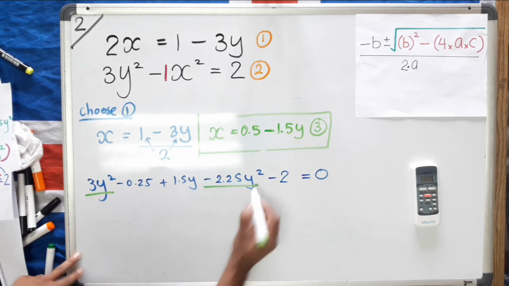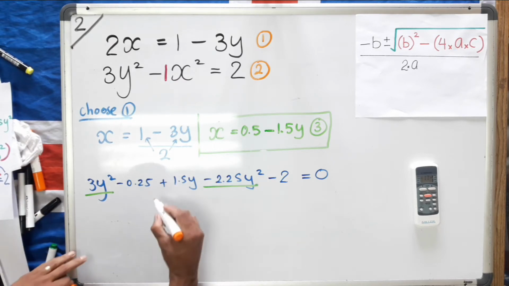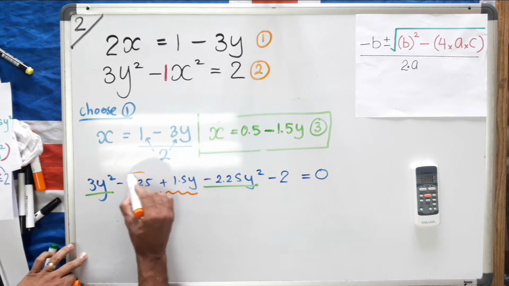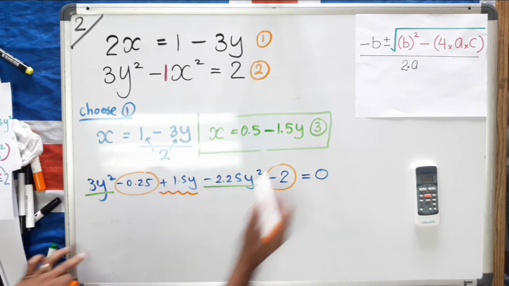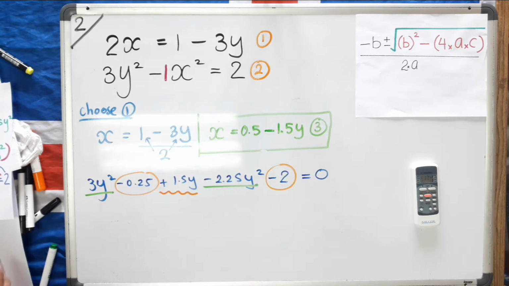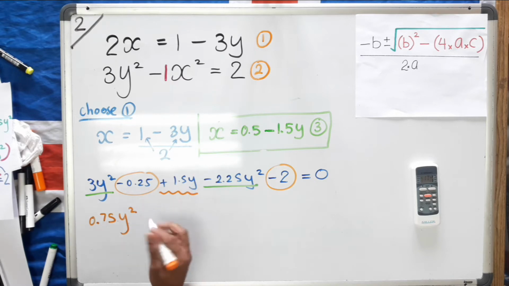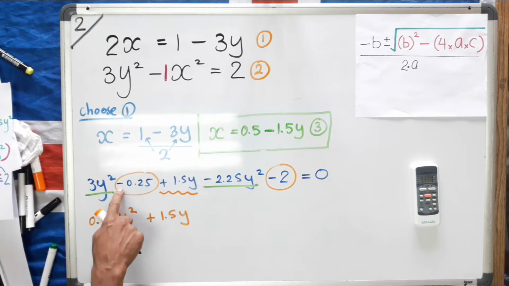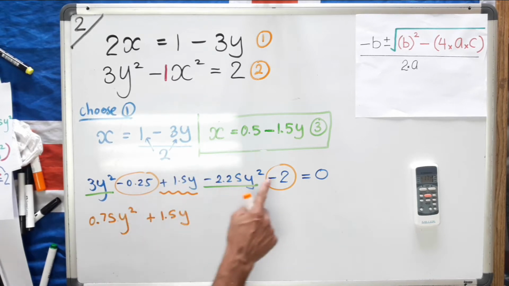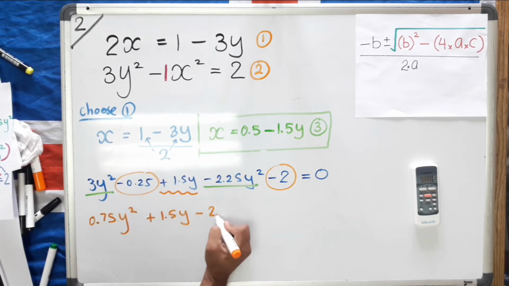Y squared, y squared. He has y's. These two guys do not even have y's attached to them. So let's add up all these similar items. 3y squared minus 2.25y squared is 0.75y squared. Minus, the y here has no friends to combine with, so he's just 1.5y. Minus 0.25 minus 2 is minus 2.25.